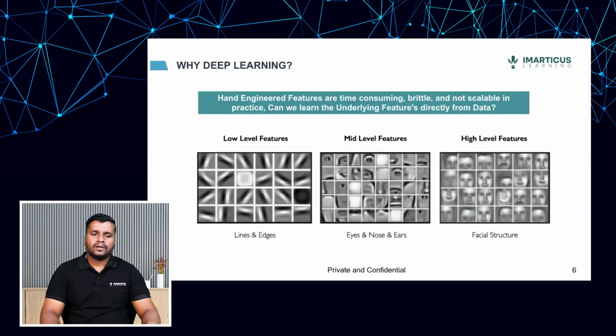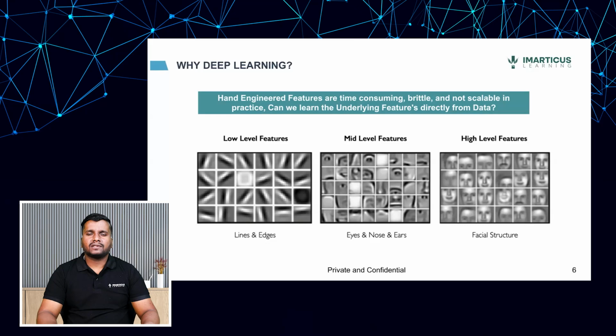So why are we learning deep learning? As you can see here, hand engineered features are time consuming, brittle, and not scalable in practice. If you see these images in front of you, lines and edges are there in the first image. In the second image, we have mid-level features of eyes, nose, and ears. And then we have high-level features of facial structures. Now, when we talk about these features, it is difficult for a human being to go through each and every depth of these images at low level, mid level, and high level.